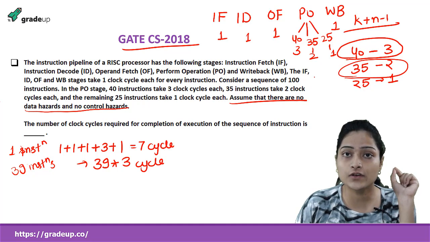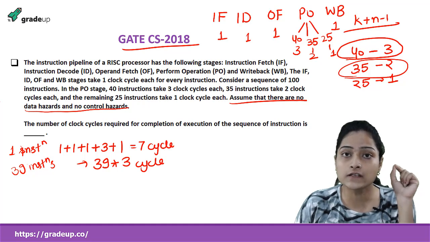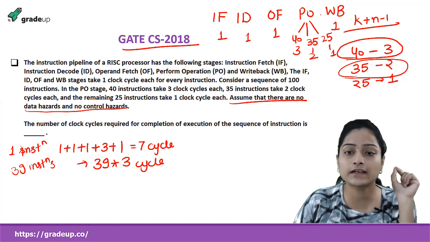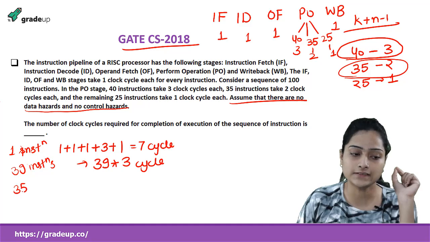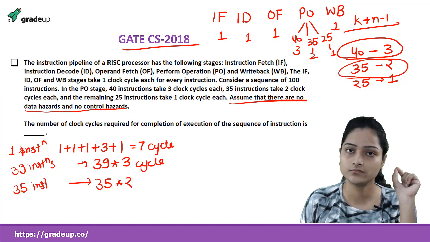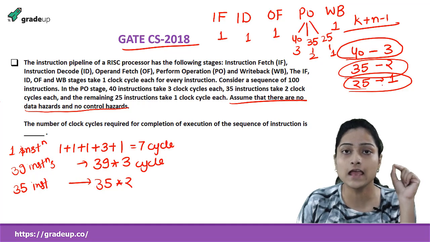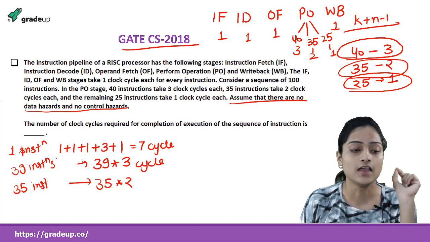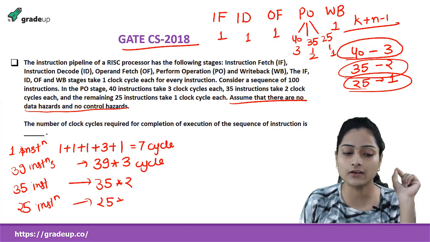Same is the procedure we are going to take with these 35 instructions, because these 35 instructions are also going to be overlapped for these stages, but PO is taking 2. Number of cycles is equal to 2 in the PO stage. So for these 35 instructions, the number of cycles needed is 35 into 2. Okay. And for these 25 instructions, we are going to take only 1 clock cycle, because PO, the perform operation stage, is taking only 1 clock cycle over here. So these 25 instructions are going to take only 1 clock cycle.